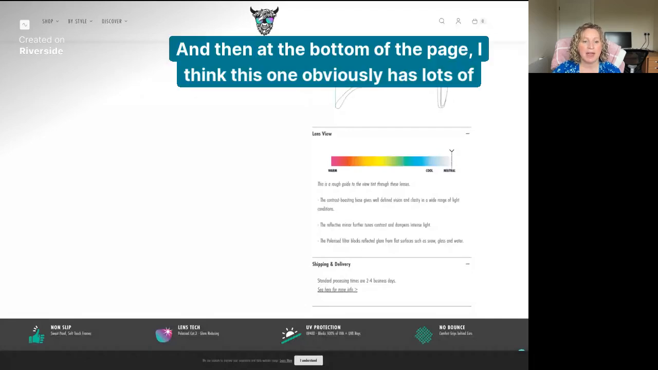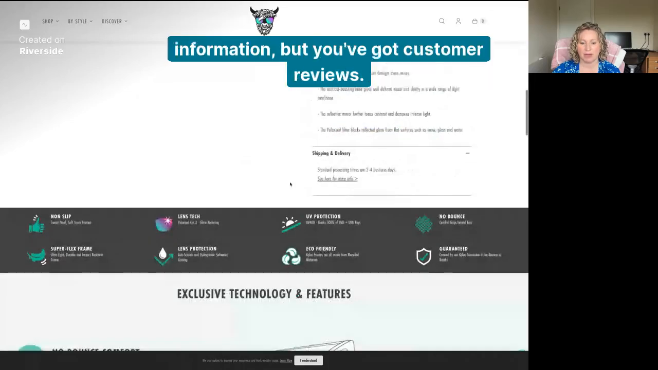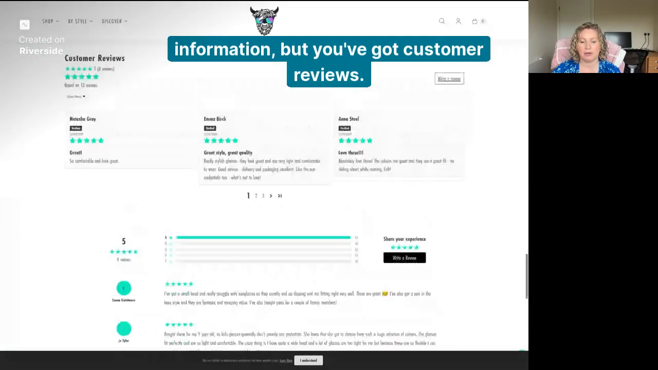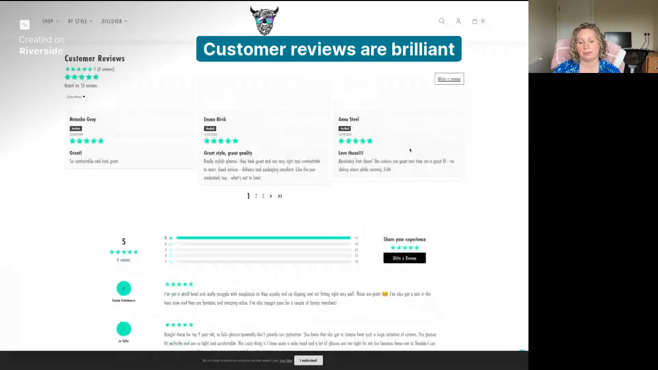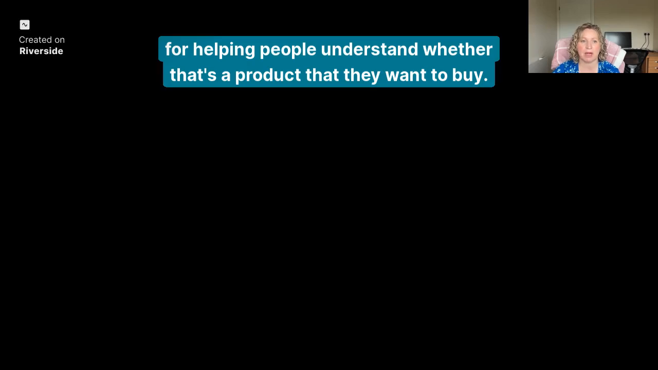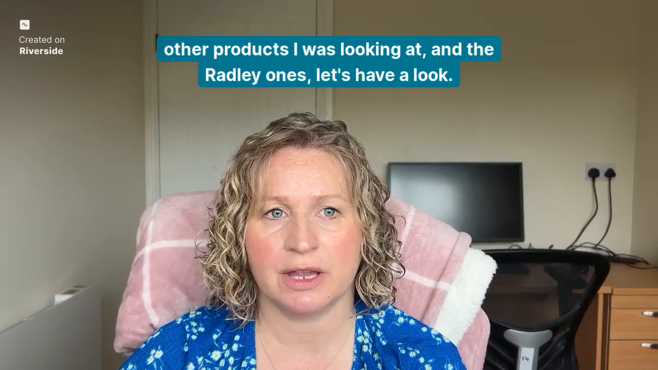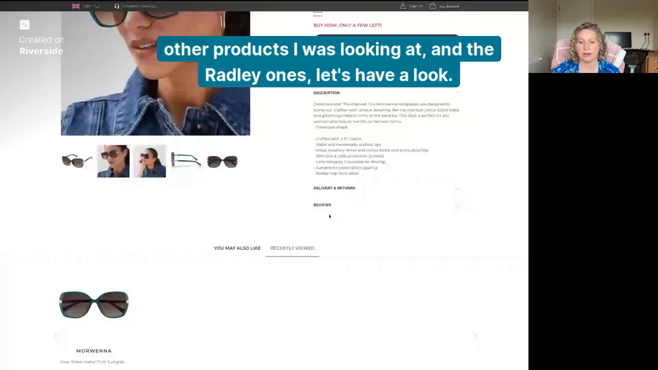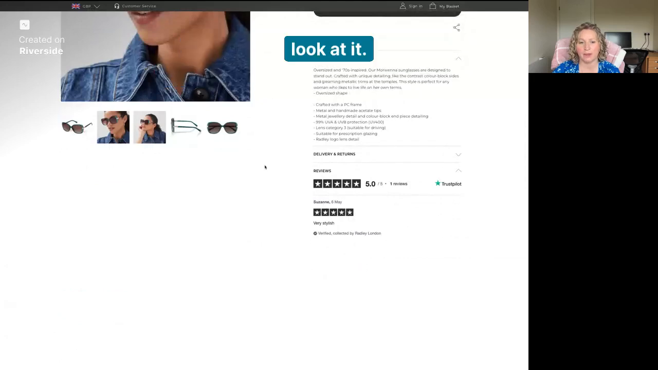And then at the bottom of the page, I think this one obviously has lots of information, but you've got customer reviews. Customer reviews are brilliant for helping people understand whether that's a product that they want to buy. And again, I think they have it on other products I was looking at. Oh, on the Radley ones, let's have a look. Yeah, so they've got a little review section as well where people can go and look at it.